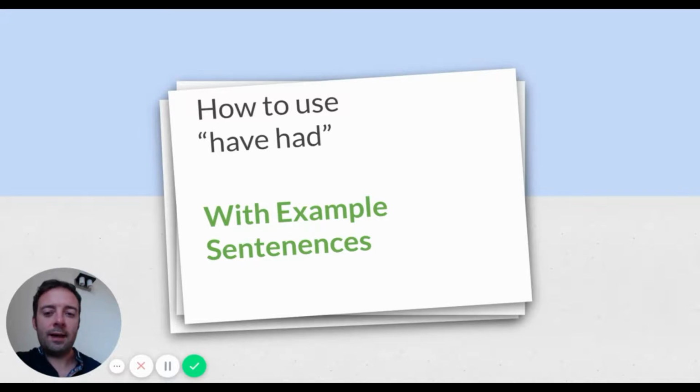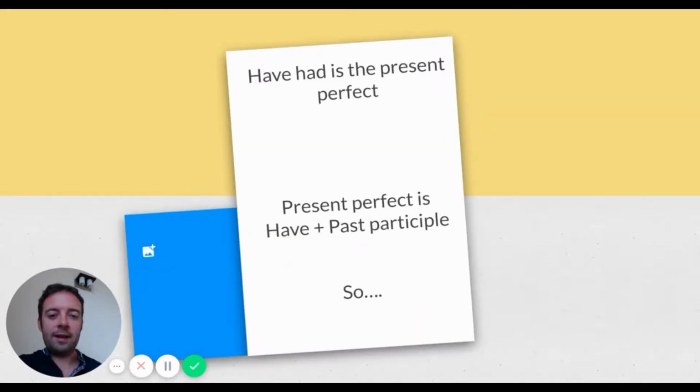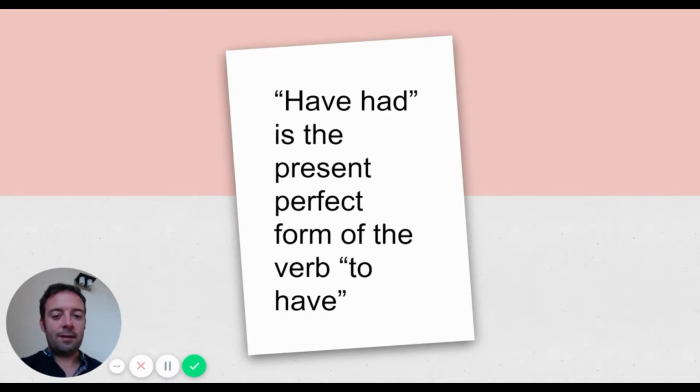Today we're going to look at how to use have had with example sentences. Okay, so let's go. So have had is the present perfect tense, okay? So present perfect is have plus past participle. So have had is the present perfect form of the verb to have.